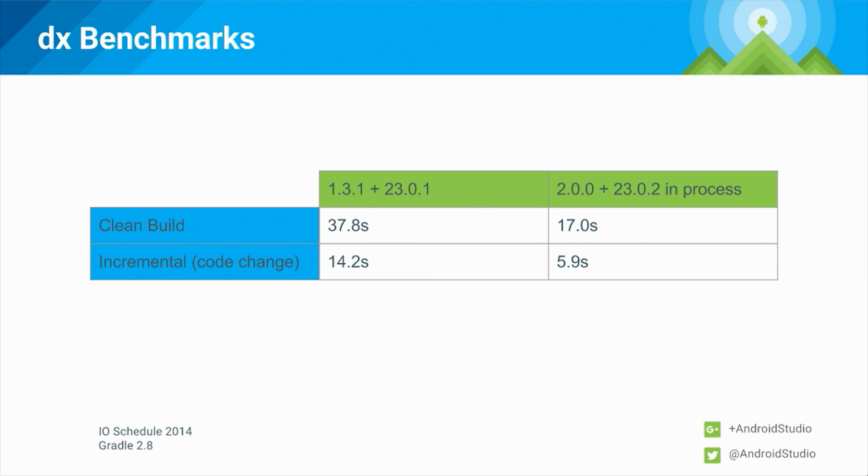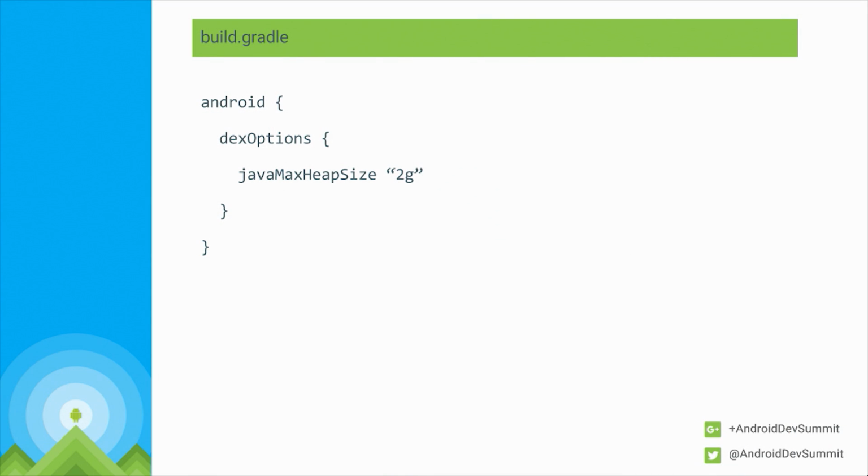So that's pretty good. On the left is the old plugin, the old DX, and on the right is the new plugin, the new DX, and X in process. Now, doing that has some trade-offs that you have to think about. I'm sure some of you have done something like that, giving a bit more memory to DX. Now, what happens here is that every call to DX will actually get 2 gigs.